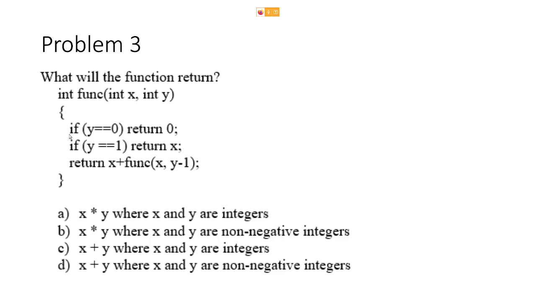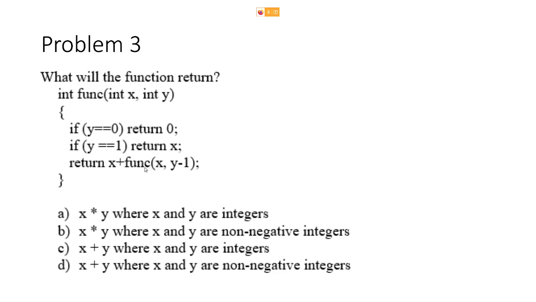So here the first if condition is if y is equal to 0, then return 0. Otherwise, if y equals 1, then return x. And if none of these two statements are true, then you go to the last, which is return x plus func x comma y minus 1. So it's a recursive function. Have you read about recursion? When a function calls itself, that is called recursion. So here func is calling itself, so it is a recursive function.